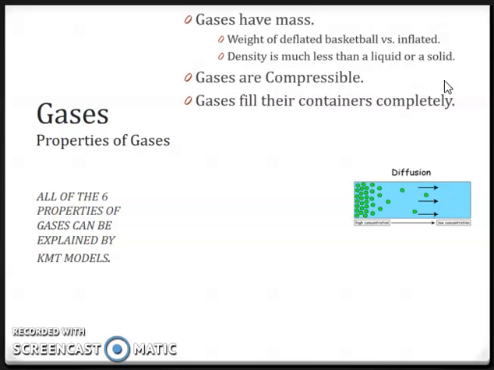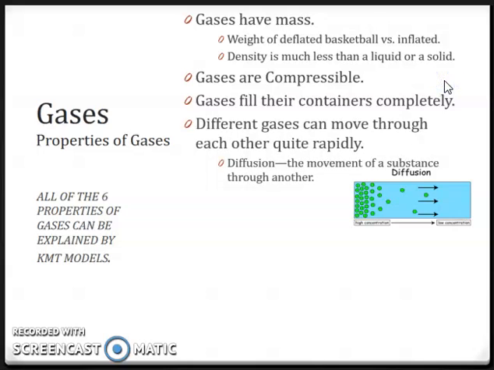They also fill their containers completely. The gas molecules go evenly all throughout and fill up the container. Gases can move through each other quite rapidly, so they can pass each other, or else they can bounce off each other. They can diffuse through a whole area.